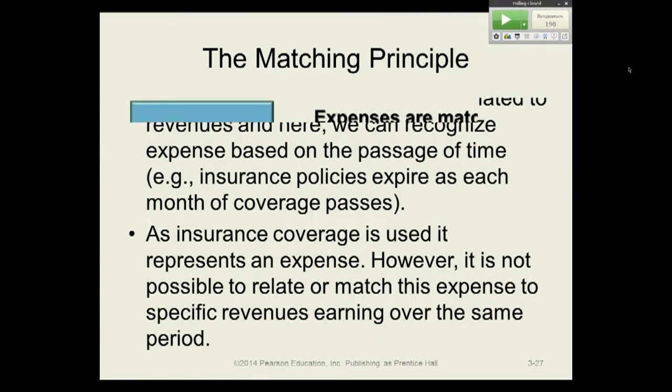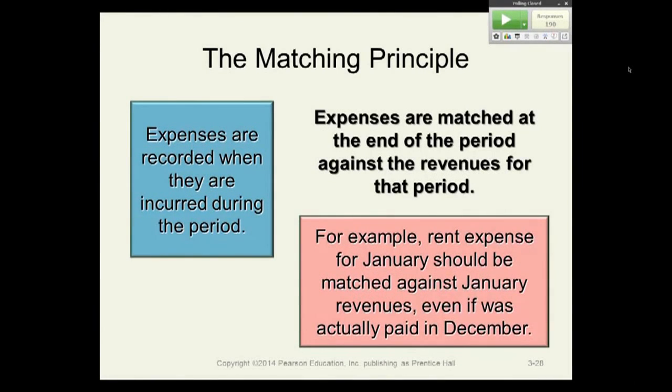So to summarize, you've got the expense recognition concept, and usually thinking of it as matching, revenues and expenses are going to be matched. We recognize expenses when, of course, they're incurred, regardless of when they're paid.